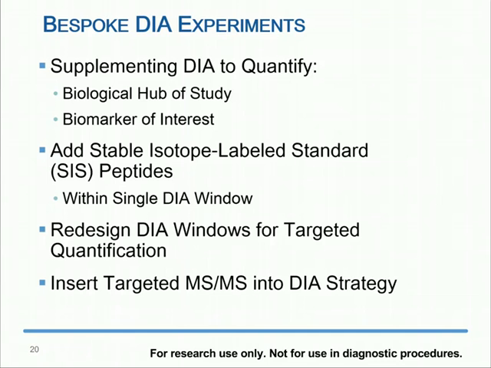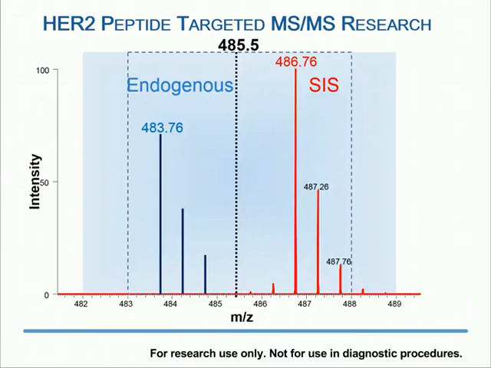So what we're doing is we're adding stable isotope-labeled standard peptides. What we want to be able to do is acquire the data within a single DIA window and then answer the question about whether we need to redesign our DIA windows for targeted quantification or insert a targeted MS into the DIA strategy. So this is just one example with the HER2 peptide targeted MSMS, the endogenous peptide at 483 mass to charge, the stable isotope labeled standard is at 486.